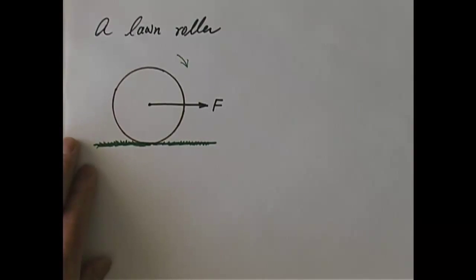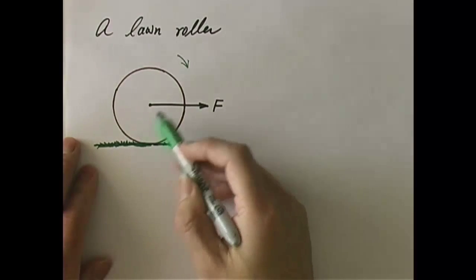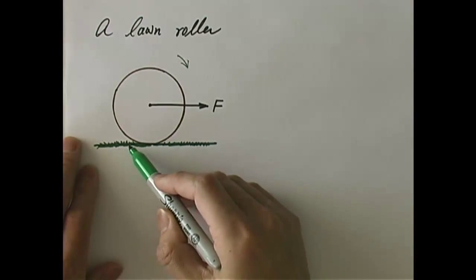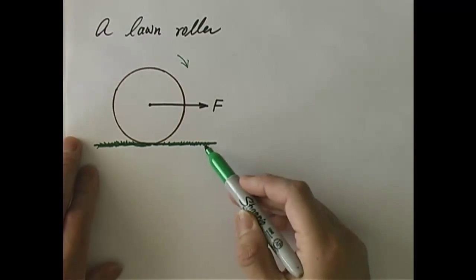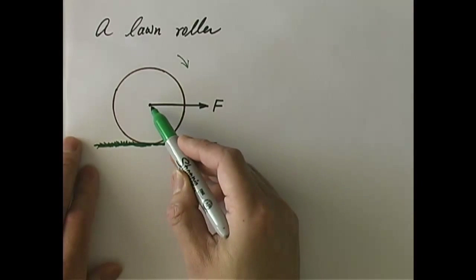Let's look at another example, also involving pure rolling. What I have here is a long roller. That's basically just a heavy, uniform cylinder of radius r, and it rolls without slipping on a lawn. To pull it, I'm going to use a horizontal force attached to the center of the long roller, which is also the center of mass.